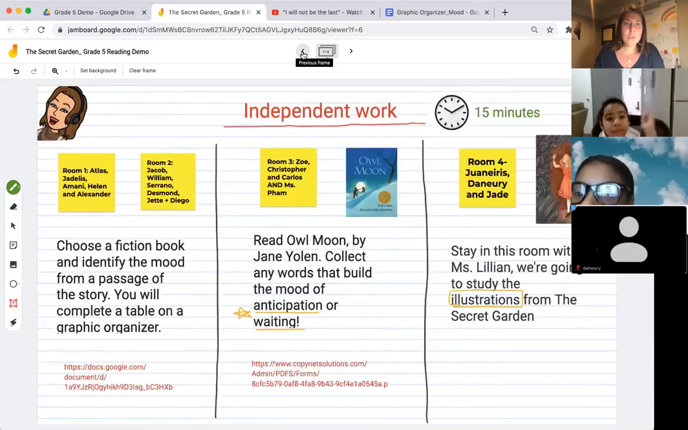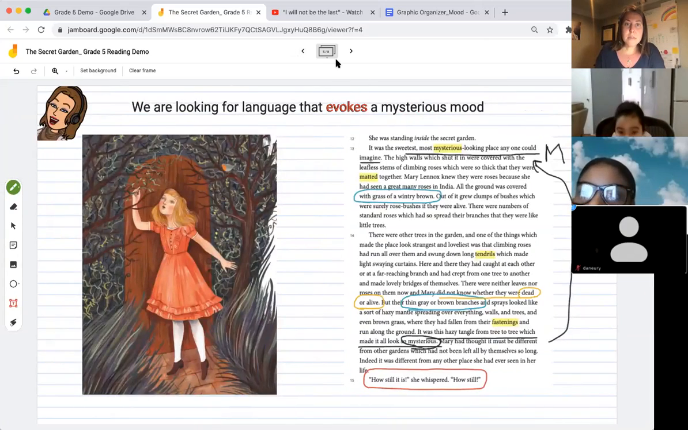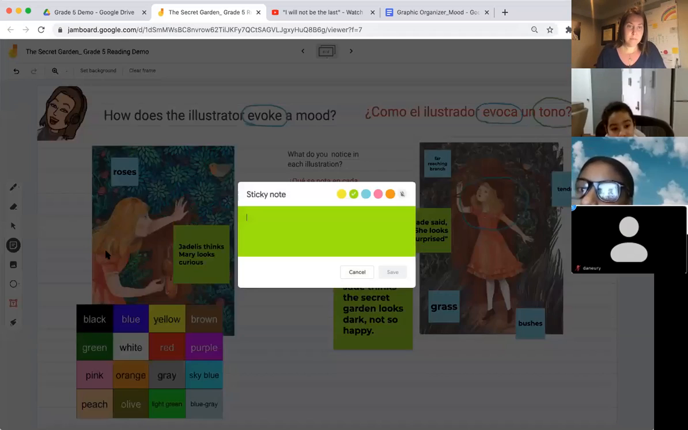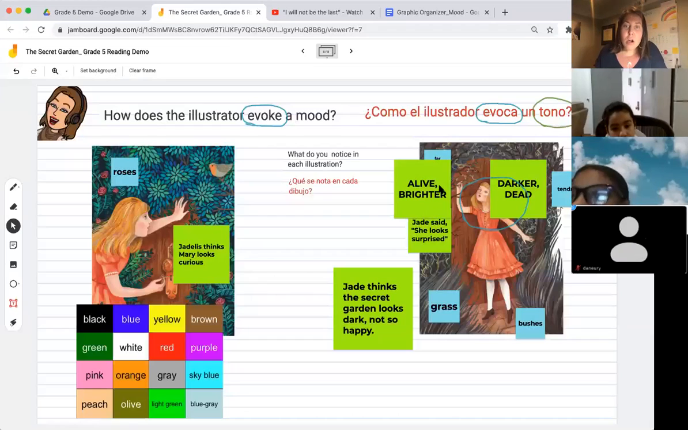So if we go back to this passage, do y'all remember this one from yesterday? Mary said she did not know whether the bushes were dead or alive. So you guys, Jadelis and Jade, you figured something out. The illustrator was showing that here things are brighter, they're alive. And then the other one is darker and the other one is dead. Bingo, bingo, bingo.